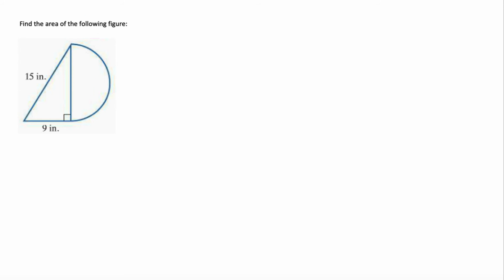Okay, now because we're finding area, it's actually a little bit better if we just separate these into their two respective shapes, right? So we can find the area of each shape, add them together, and that will equal the area of the composite figure here.